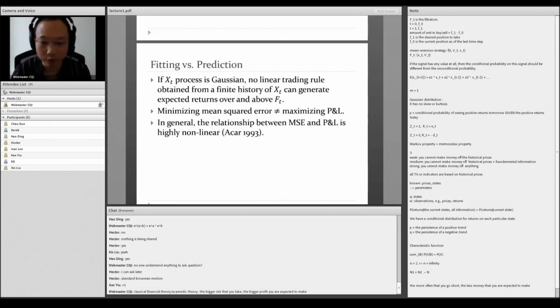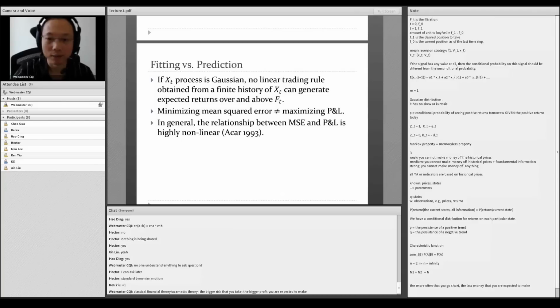But unfortunately, Aker showed in 1993 that there is no simple relationship between forecasting errors and P&L, and they're highly nonlinear. So just because you have the perfect forecaster in terms of minimizing mean square error, it doesn't mean that you're going to print money. There's a very complicated relationship between MSE and the P&L. So this is what makes trading very difficult. Just because you have a theoretically very good indicator does not mean that you're going to make a lot of money. And this is a published result almost 20 years ago now.